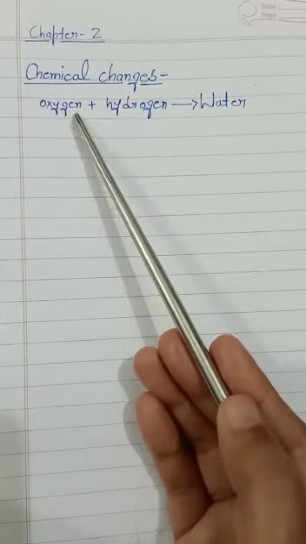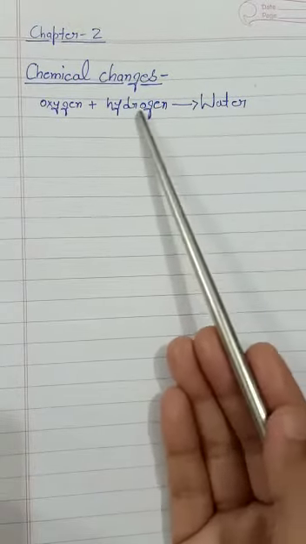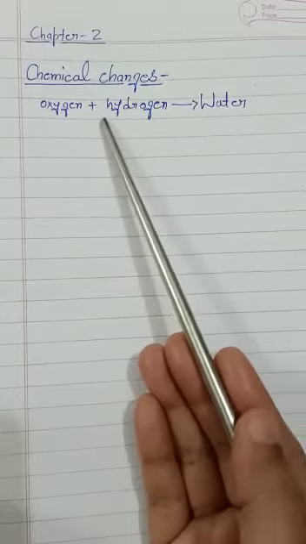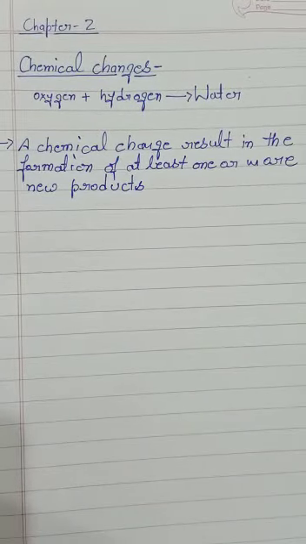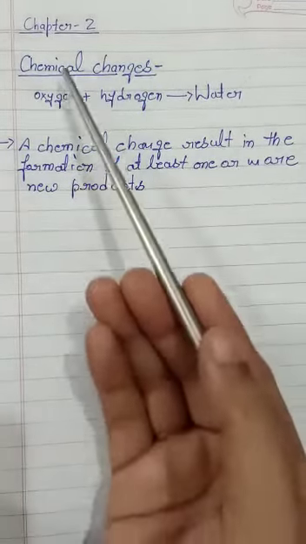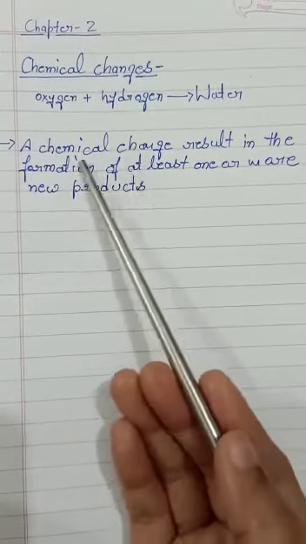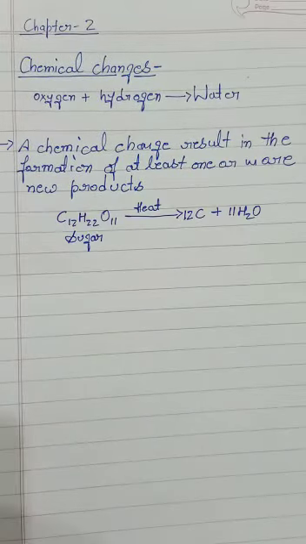Here, when oxygen combines with hydrogen, they together form water. And how do they form water? By altering their molecular composition. So this is a chemical change. Now I am explaining a few points regarding chemical changes. First point: a chemical change results in the formation of at least one or more new products.